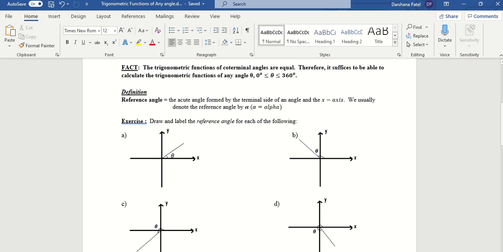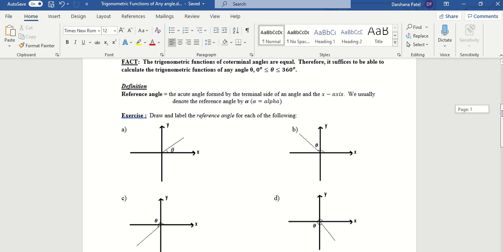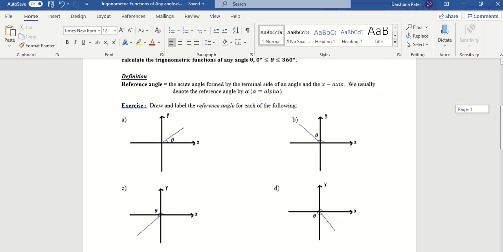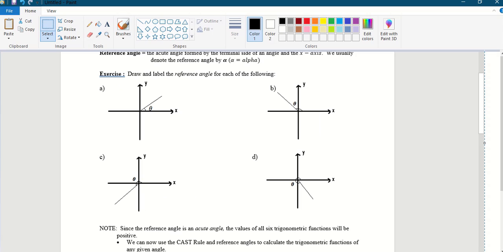Reference angle is basically the acute angle, meaning between 0 and 90 degrees, formed by the terminal side of an angle with the x-axis. So always with the x-axis. This angle between 0 and 90 degrees, which is an acute angle, we will call alpha, which will be the reference angle. So we are asked here to draw and label the reference angle for each of the following.